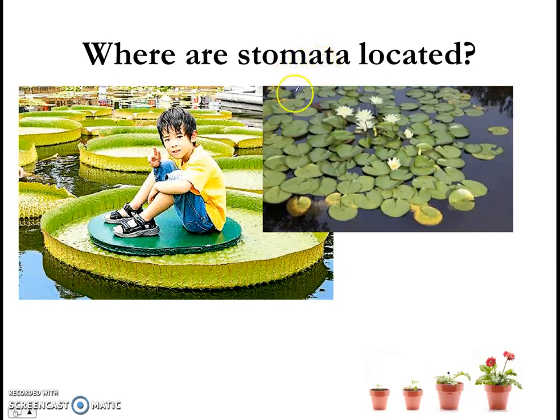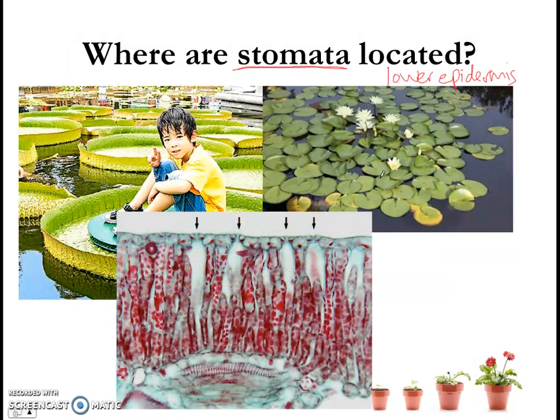Now, hopefully, you have come to realize this. In the last lesson, we learned that stomata are located mostly on the lower epidermis, at the bottom part of the leaf. However, in some plants, such as the water lily, which grow in water, they actually have stomata on their upper epidermis. If you look at this picture here, this is a cross-section of the water lily leaf. On the upper epidermis, you will notice that there are stomata.